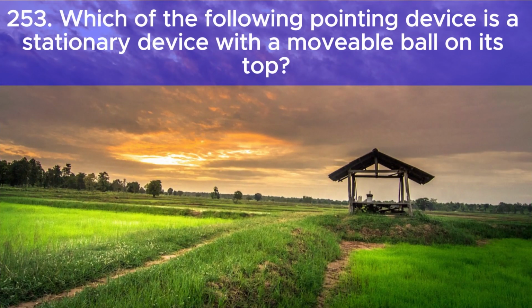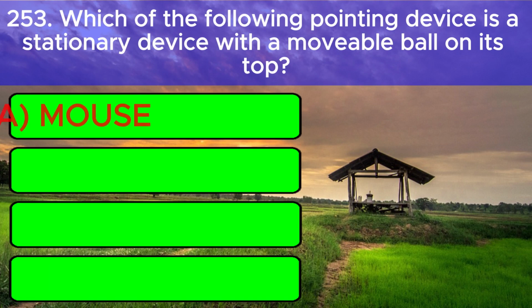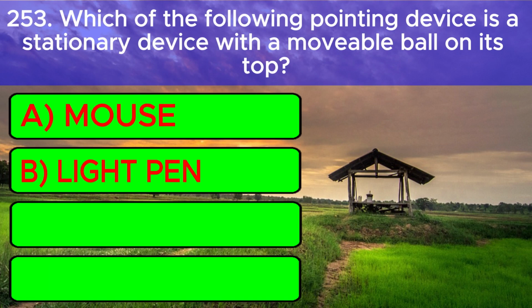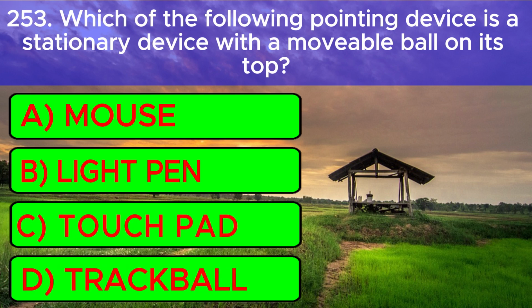Question number 6. Which of the following pointing device is a stationary device with a movable ball on its top? A. Mouse. B. Light pen. C. Touchpad. D. Trackball.